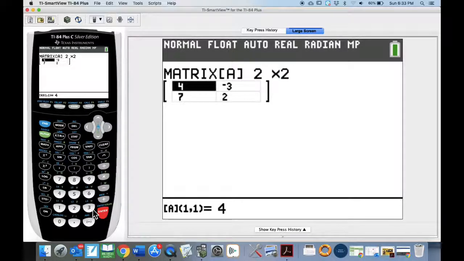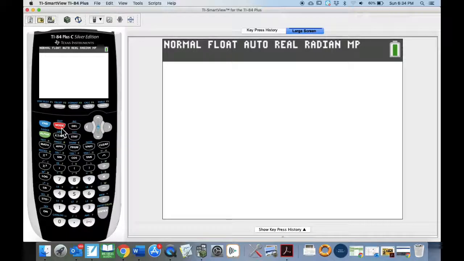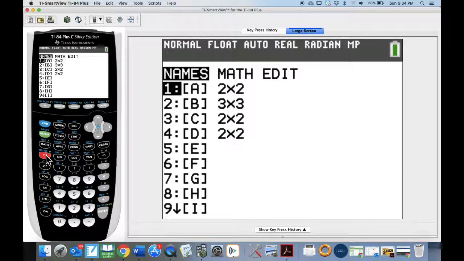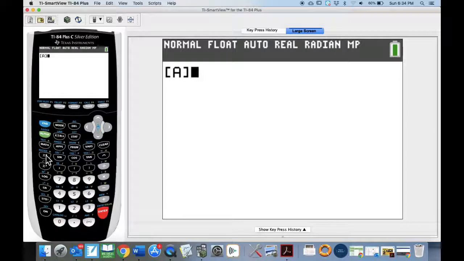This is matrix A. If you look at your paper instructions again, it says now go to second quit. So we're going to quit out of here, and we're back to a blank screen. To find the inverse, we need to pull up the letter. So we're going to go to second, matrix, and it says names. That means you just want to type in the name of the matrix. I'm going to hit enter for names. So I have matrix A on my screen. Now, the next step, step 4, says to hit the x to the negative 1 button.